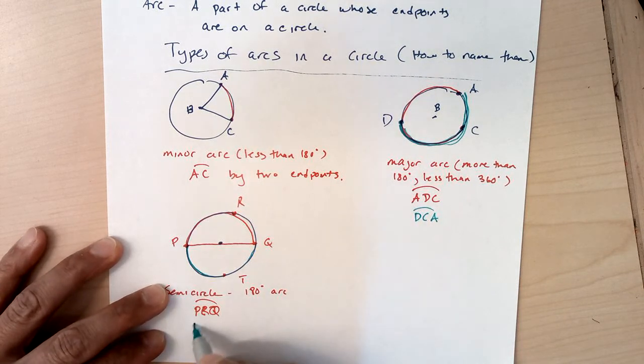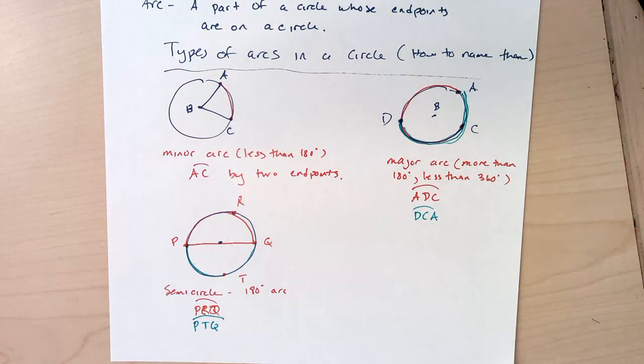So semicircle PTQ, or I could also name it semicircle QTP. But make sure you have a little arc above that. But those are the different types of arcs by their measure.